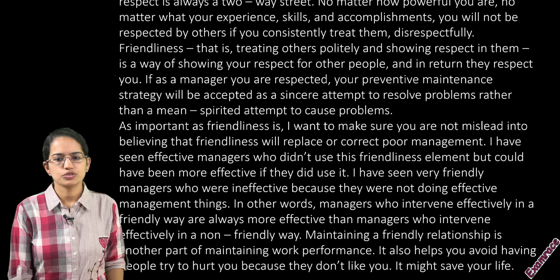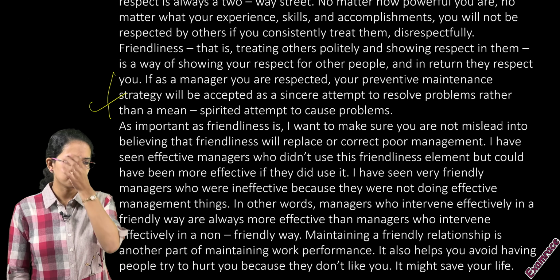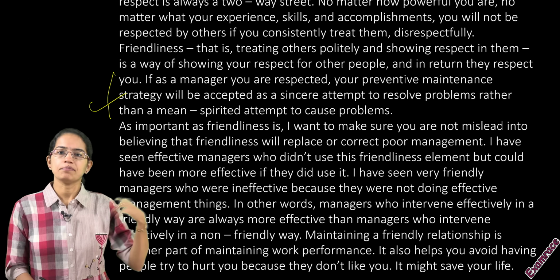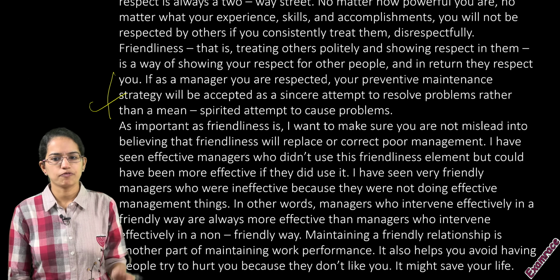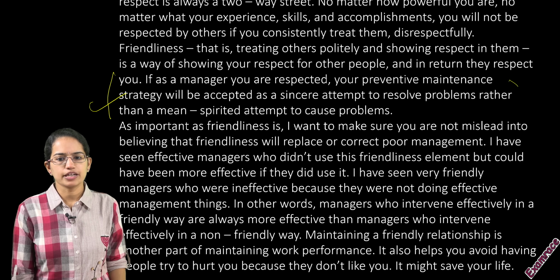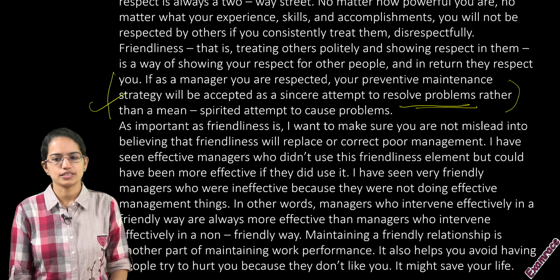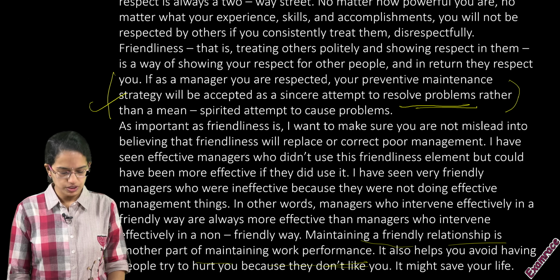Now this passage talked about management skills, and those really require a friendly character. If a manager is friendly, the subordinates would be friendly, and there has to be a preventive maintenance strategy, which is an attempt to resolve the problems, and that's something that's being asked in the question later, so we are just marking it out. And the last passage again, it's basically maintaining a friendly relationship is another important part of maintaining the work performance.